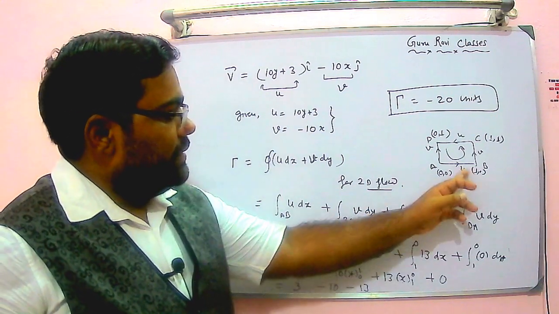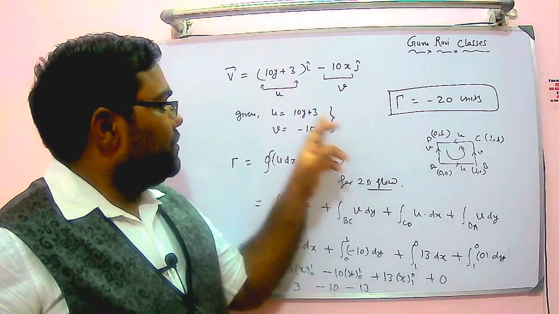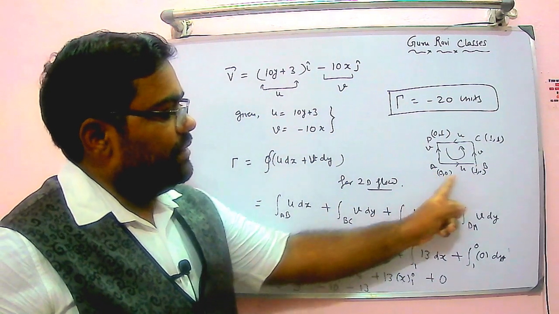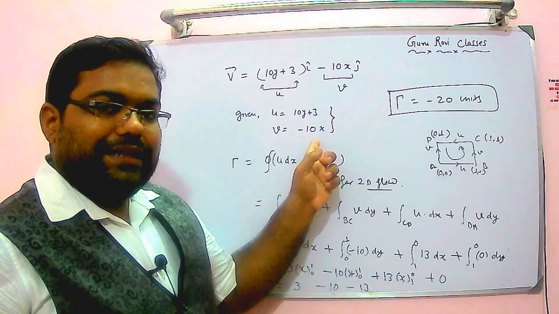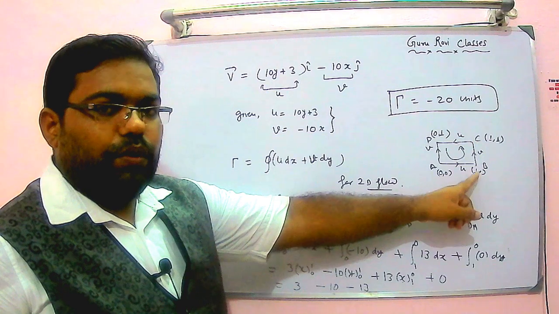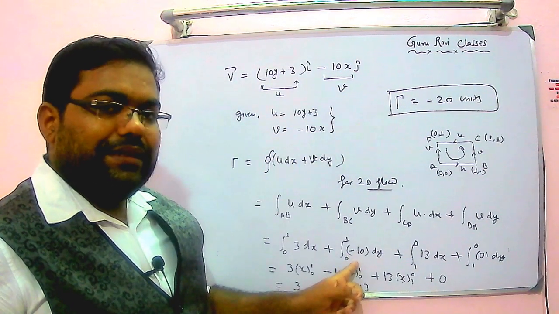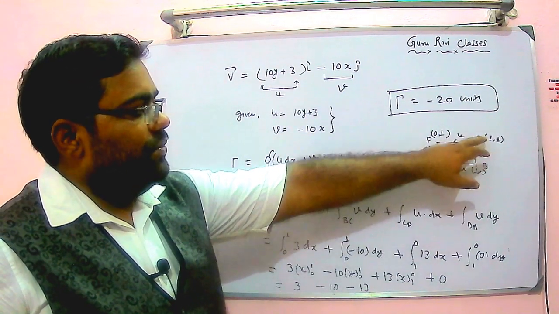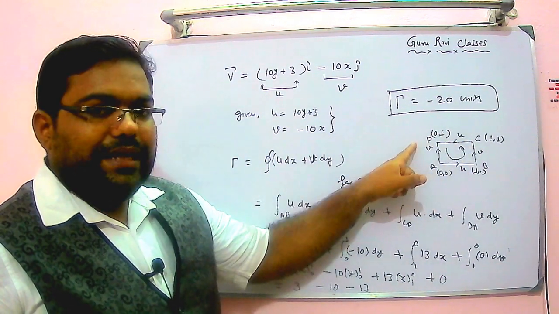So look, along this u is 10y plus 3, but here y is how much? 0. So I get only 3, right? 3 is written here. dx, what is the limit for x? 0 to 1 I have written here. Again you look at v is minus 10x. So v is going along this vertical line where x is equal to 1 basically. Look at here, x is equal to 1. So substituting x is equal to 1, I get minus 10 dy. What is the limit for y? It is going from 0 to 1. So I have written 0 to 1. Then I am going along C to D direction, right?